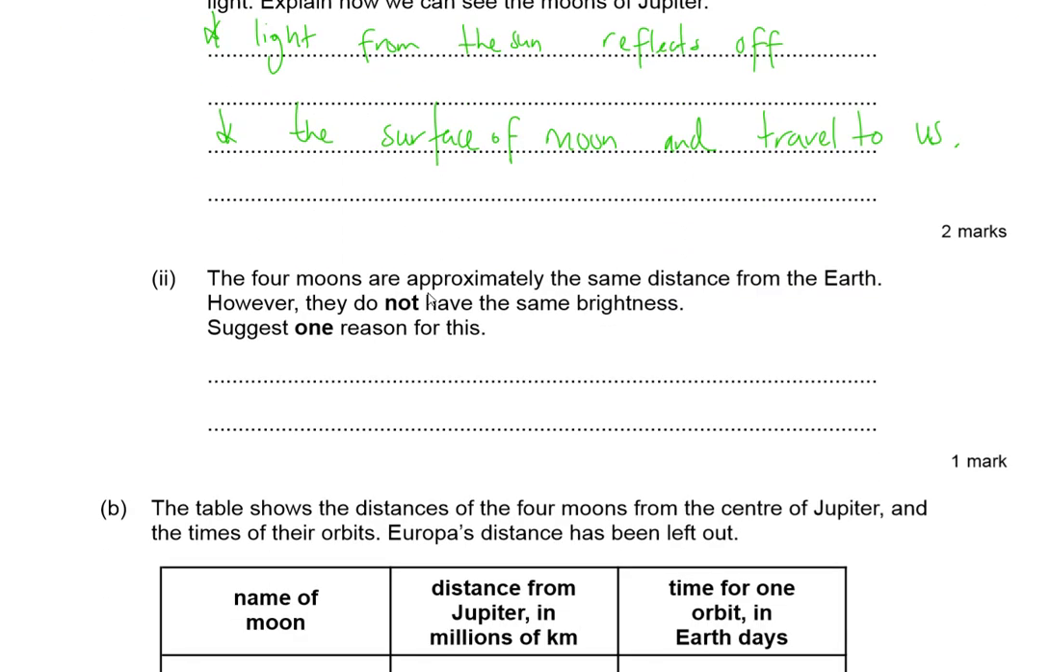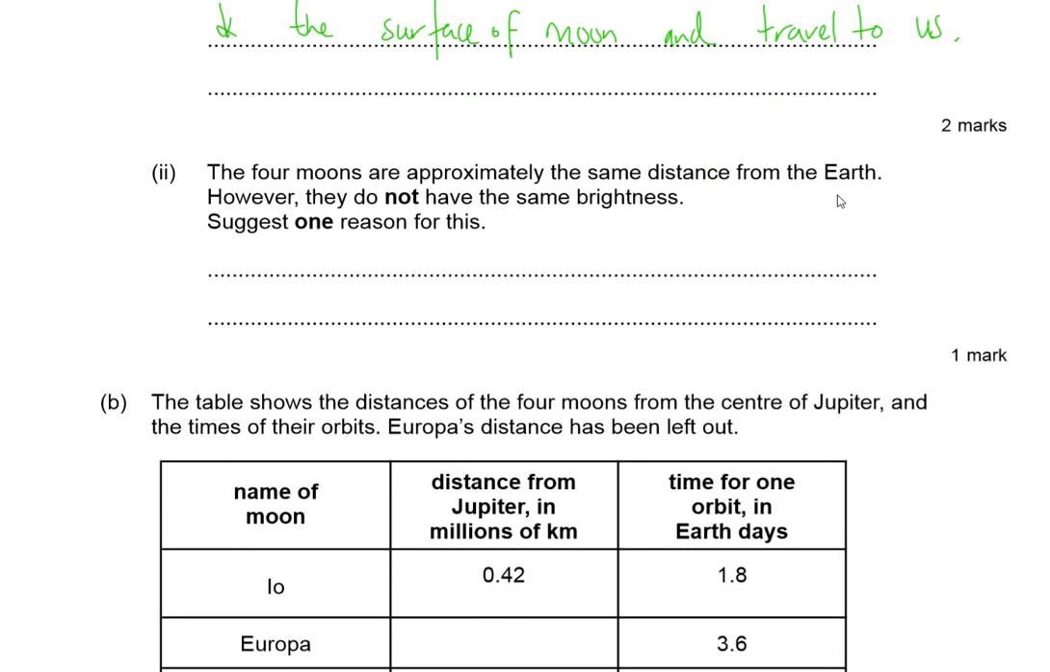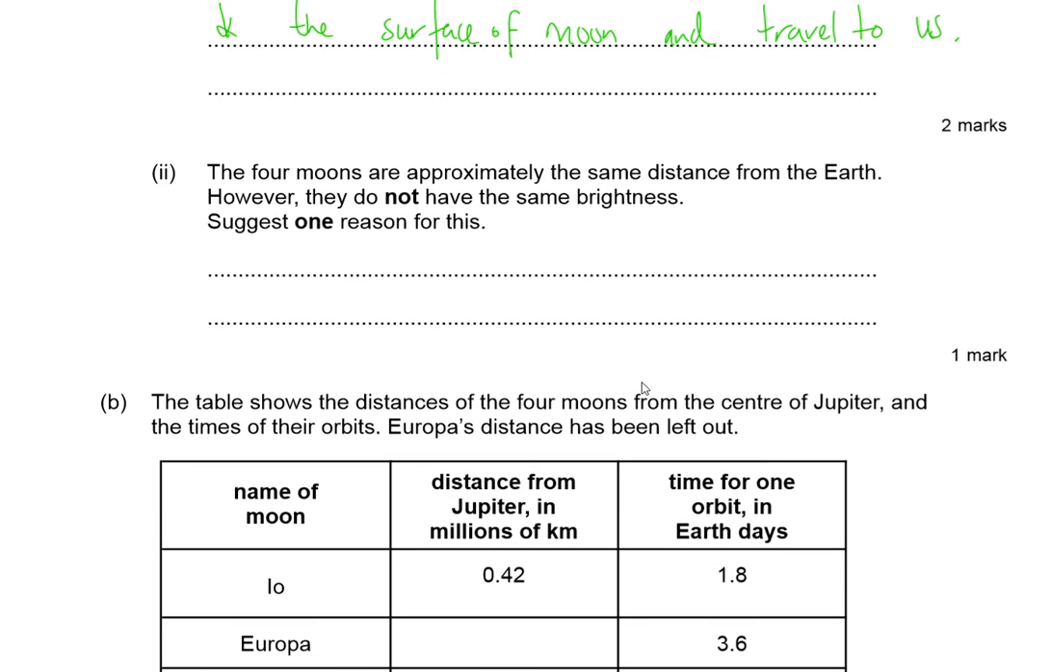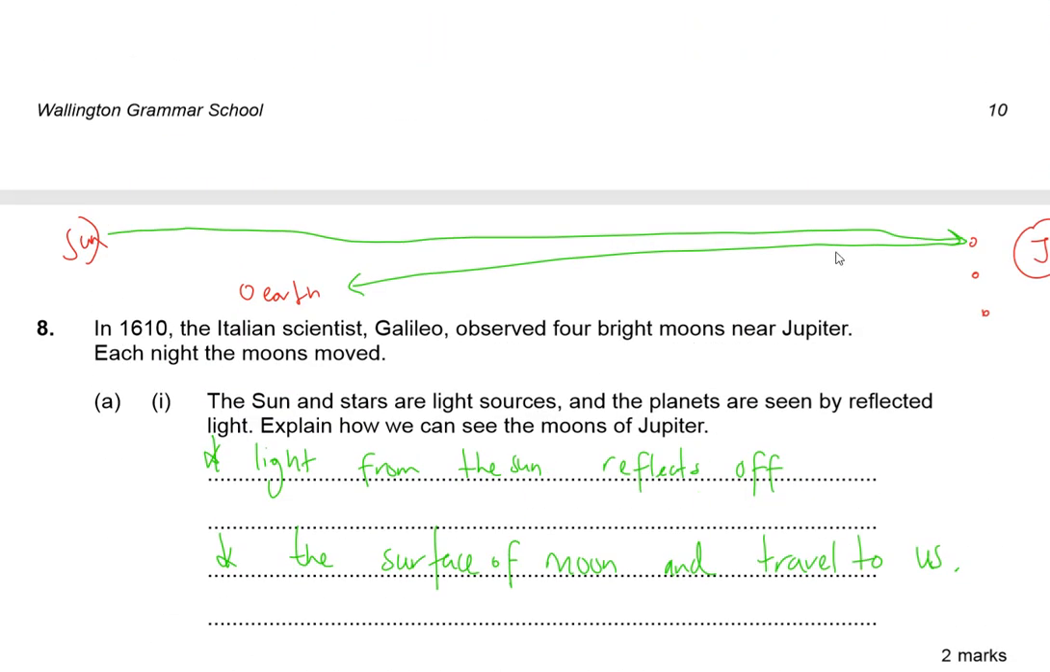Now, the 4 moons are approximately the same distance, and they don't have the same brightness. Why is this? Why don't they have the same brightness? So for this one, we need to think of the moons. Let me just change one of the diagrams here because we talk about this. Red color. Okay, now this is one of the moons.